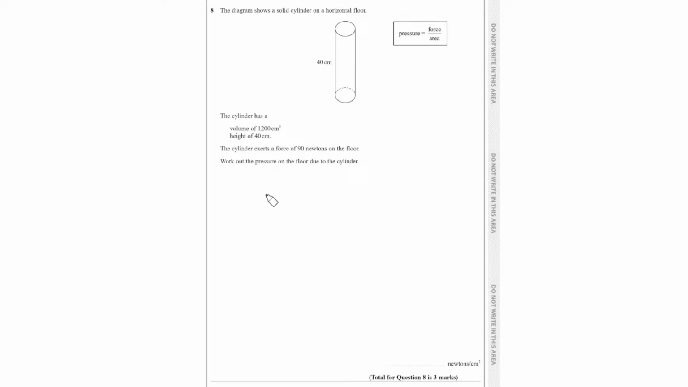So do you see how we currently, obviously, we want to work out the pressure. That's fine. And we've been given the force, 90. But the problem is, in the formula, they said area. And area is referring to this bit here, the bit that's touching the floor. Right? So it's not the whole cylinder, it's just that one face. So we, first of all, would need to use the information about the volume and the height to work backwards to find the area before we can actually work out the pressure.